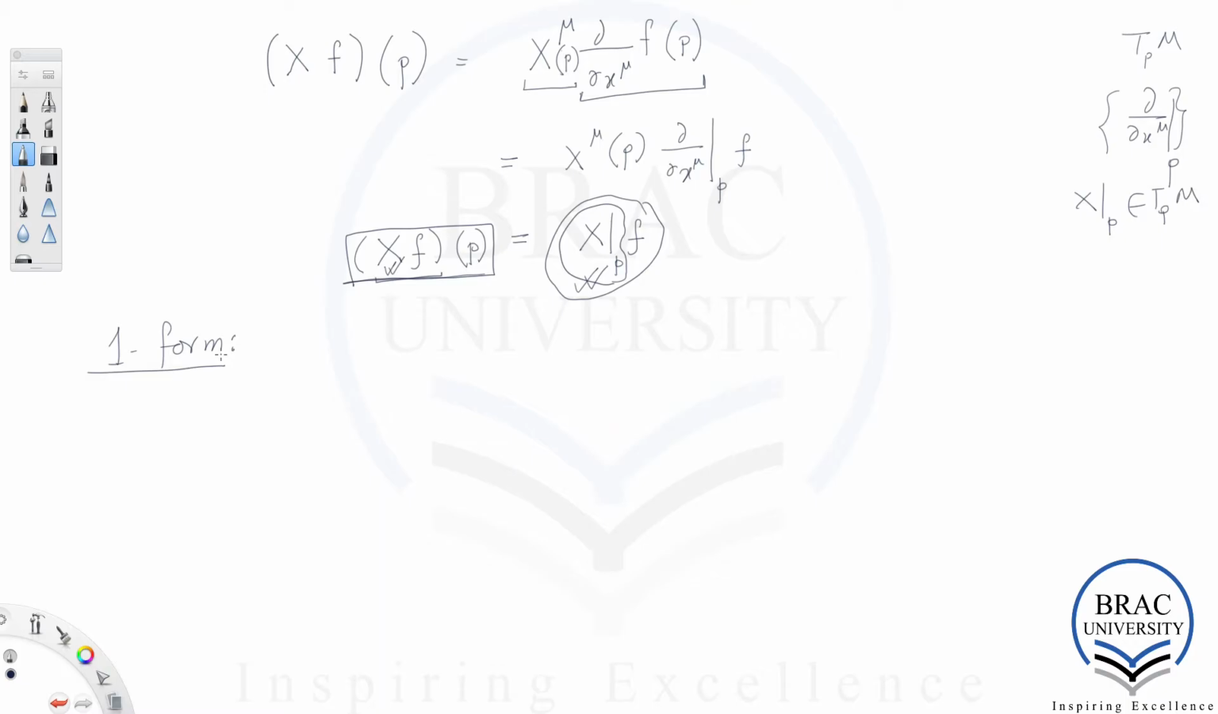The dual notion. So we saw that the dual notion of a tangent vector is a covector. So what is the dual notion of a vector field? The dual notion of a vector field on a smooth manifold is called a one-form.